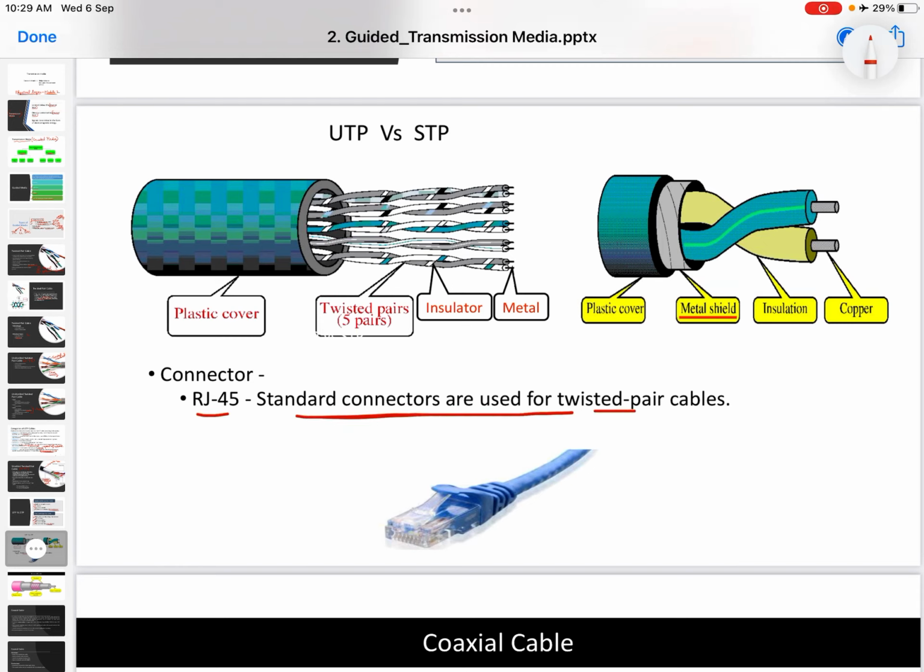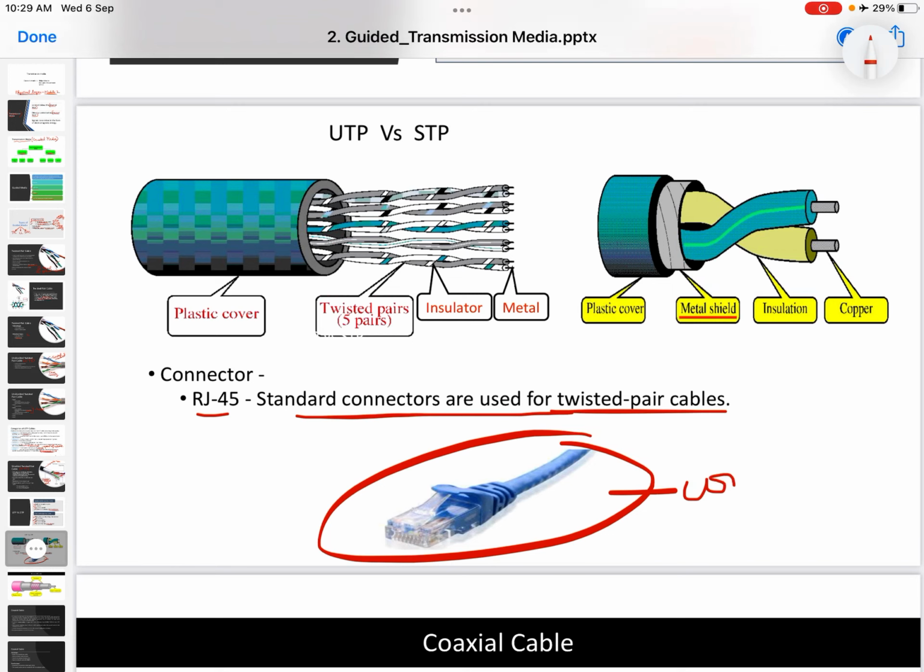RJ45 is a standard connector used for twisted pair cables. So this is a connector. This is used for twisted pair cable. In this connector, if you look at this part, you can see either UTP or STP written.